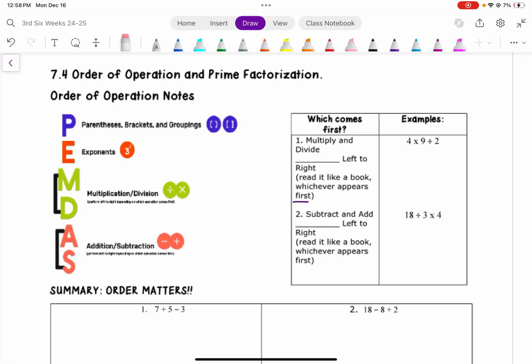Here is 7.4, order of operations and prime factorization. We're going to start with order of operation notes. Please remember that I will be checking these notes tomorrow, so please fill it in with what I fill in.